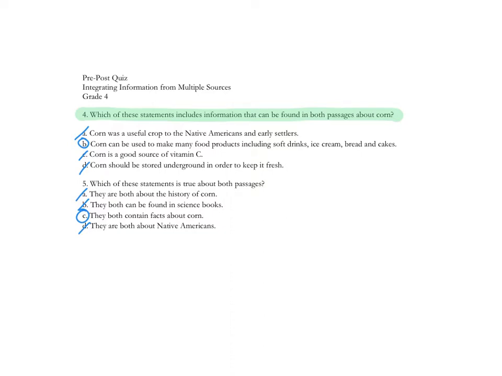Well, you can see the best answer is B. Corn can be used to make many food products, including soft drinks, ice cream, bread, and cakes. B is the strongest answer. A lot of us chose A. A says corn was a useful crop to the Native Americans and early settlers. Well, A was not found in the second passage, so A cannot be circled because the question asked about what was found in both. Now B says soft drinks and ice cream. That was not found in both, but bread and cakes was, making it the strongest answer.